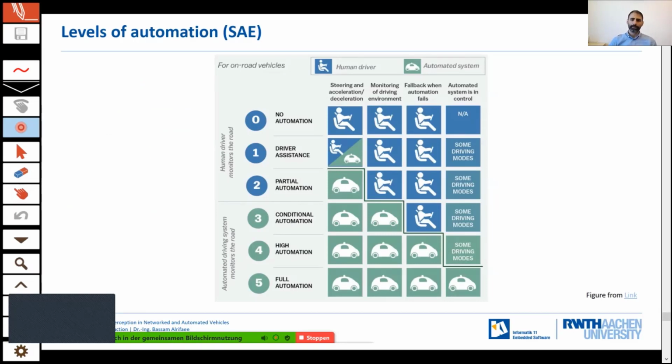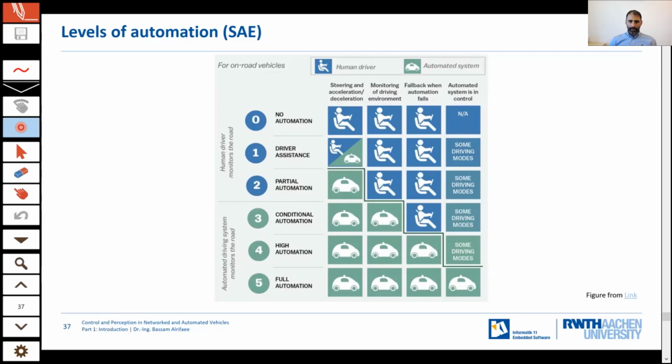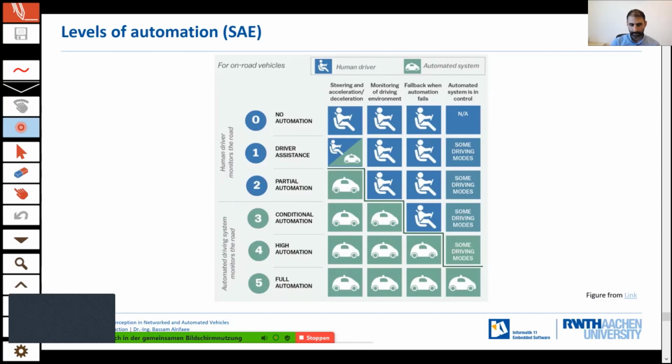So if we look more deeply at the SAE, I have taken this picture to illustrate it in just one slide. On the left, we see the levels 0 to 5, and they are divided into two parts: levels where the human driver monitors the road and levels where the automated system monitors the road.